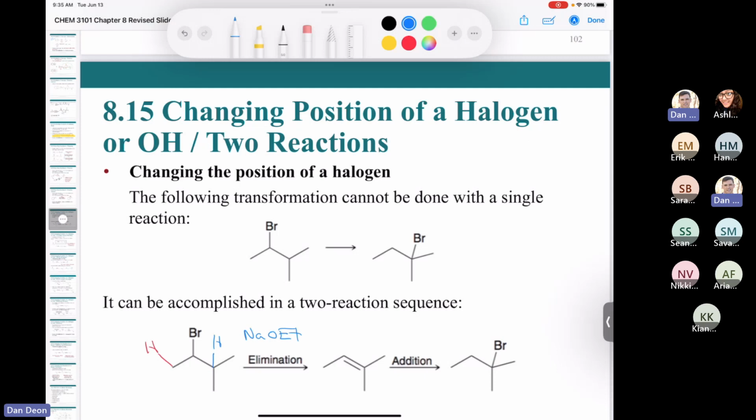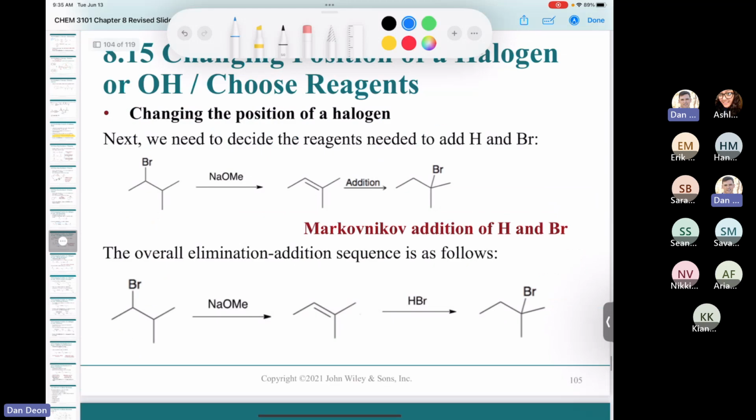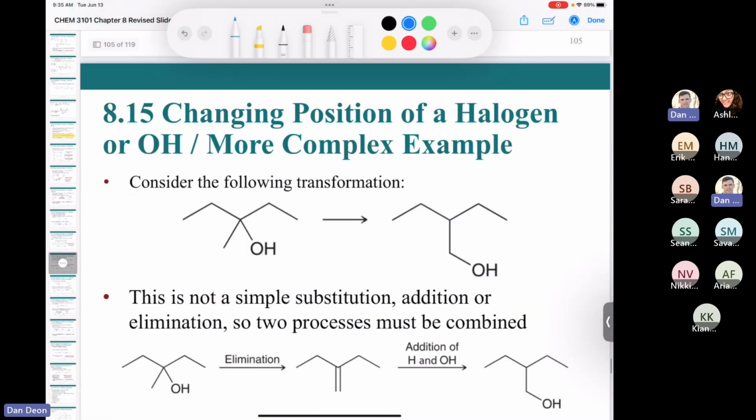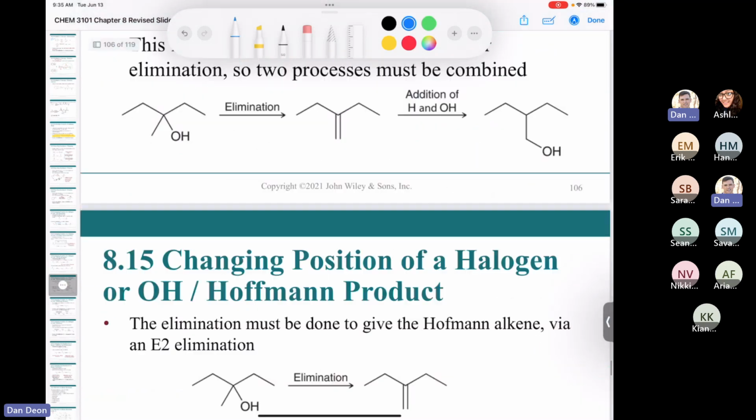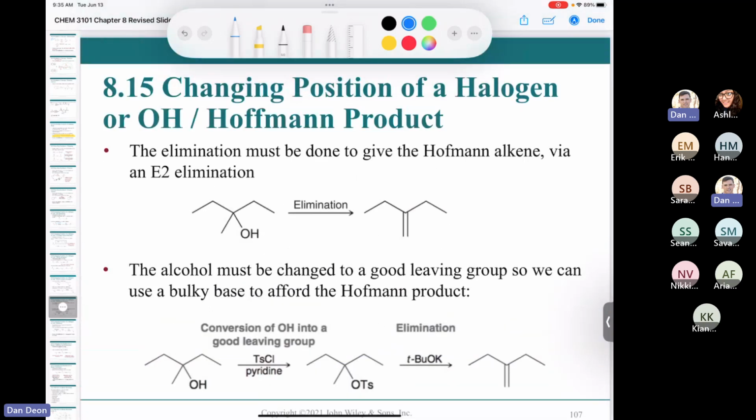Then we want to do a Markovnikov addition of HBr, so we would just use HBr, and we don't need any organic peroxides, right? So it just goes over all the different rules and how to do an anti-Markovnikov and all that kind of stuff. There's only so much yammering on that we can do about this stuff.